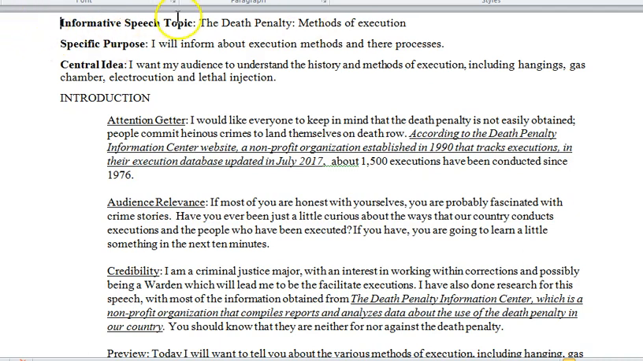So always going to start with the speech topic. You're going to have the specific purpose: I will inform about execution methods and their processes. Okay, there you go. You're informing, we know that. And your central idea: I want my audience to understand the history and methods of execution, including hangings, gas chamber, electrocution, and lethal injection. That one simple sentence tells me exactly what this speech is going to be about. It's not going to be about whether executions are right or wrong. Those three things at the top, you do not say these in the speech. They're just there as your guiding factor, and for me as the grader to make sure that I see that you're focusing it.